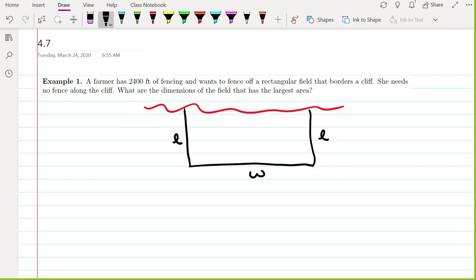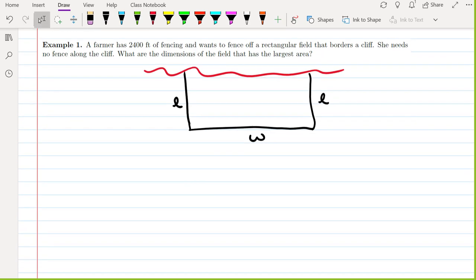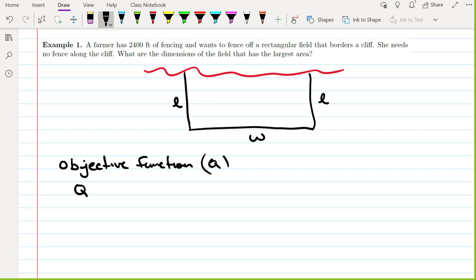When we're working with these types of problems, we're going to have two things that we need to identify, and I'm going to call one of them our objective function. This is what was referred to as Q in that list above, and the objective function is what we're trying to maximize or minimize. So we want to find the dimensions of the field that have the largest area. Our field is a rectangle, so its area formula is going to be length times width.